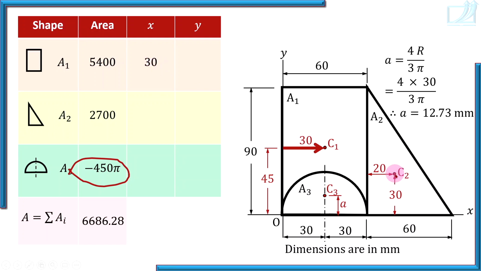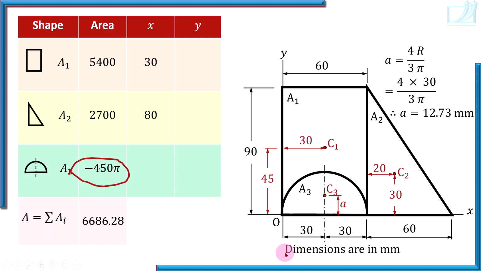X coordinate of C2 is not 20. Focus on all horizontal dimensions from y-axis up to C2. So horizontal distance of C2, watch here, it is 60 plus 20. Check, it is 60 plus 20. So 60 plus 20, that is 80. So put it here.